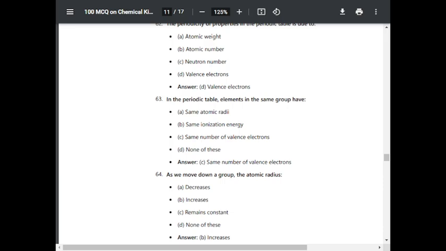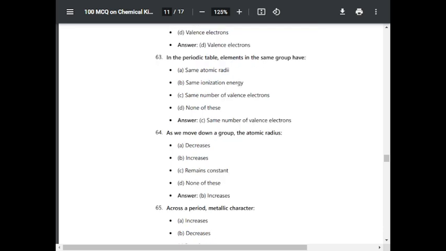Question number 63. In a periodic table, the elements in the same group have. Option A, same atomic radii. Option B, same ionization energy. Option C, same number of valence electrons. Option D, none of these. The correct answer is C, same number of valence electrons. In a periodic table, the elements in the same group have the same number of valence electrons. Option C is correct.